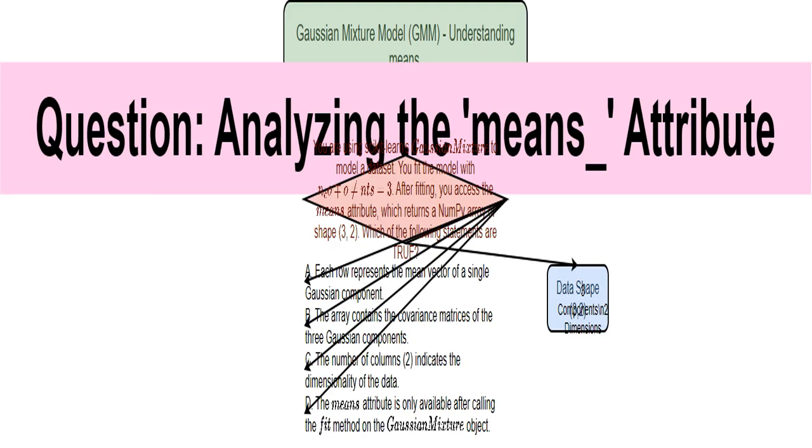Let's break down this question about the means_ attribute. We're using scikit-learn's GaussianMixture to model data, assuming it comes from 3 different Gaussian distributions. The core of the question is understanding what the means_ attribute tells us after fitting this model.